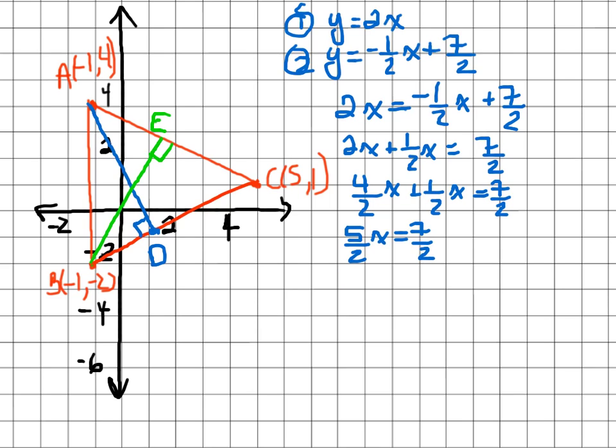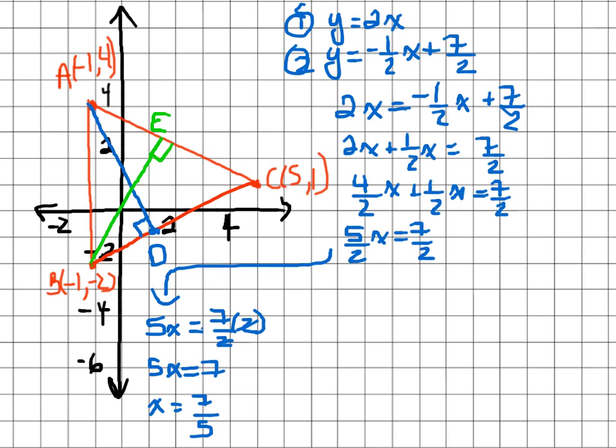Multiplying both sides by 2, I have 7 over 2 times 2. Those cancel out. 5x equals 7. Dividing both sides by 5, I have x equals 7 over 5. All right, I know what x is. Now I have to determine what y is.